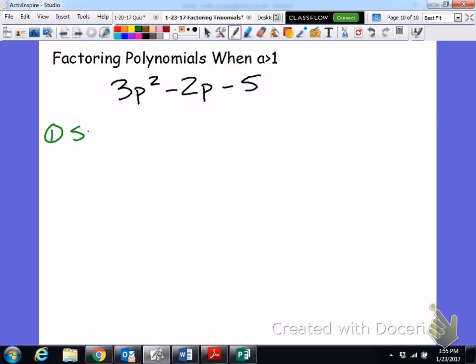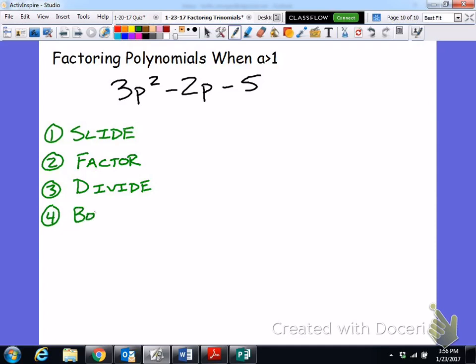The first step is slide. Second step is to factor. Step 3 has us divide. And then step 4, which kind of goes with step 3, we call bottoms up. So let's get started. Step 1, we slide our a value over to our c value and multiply.